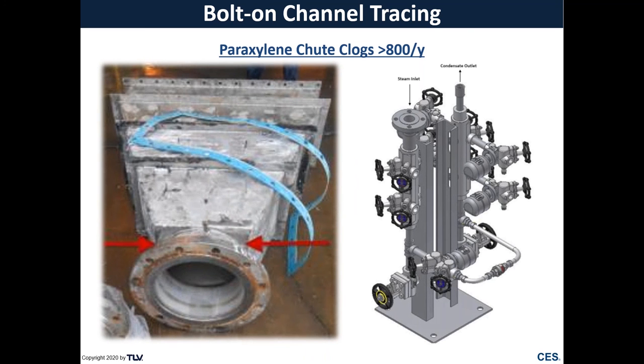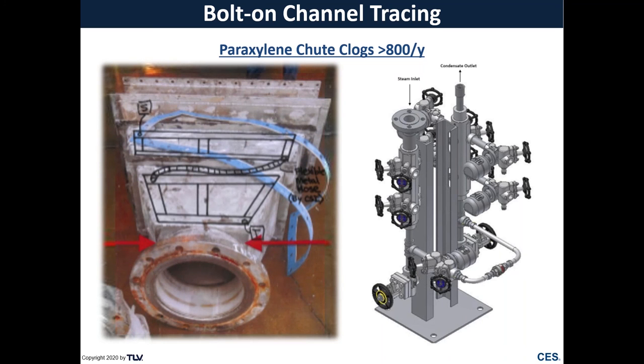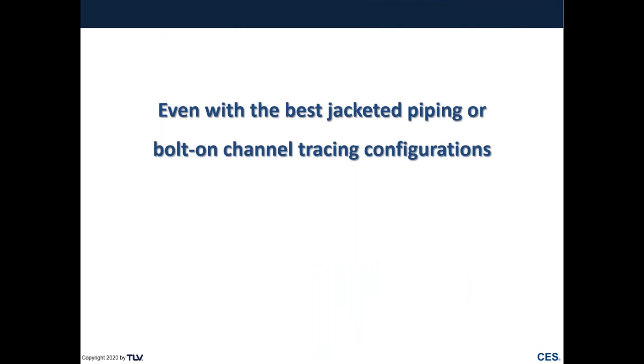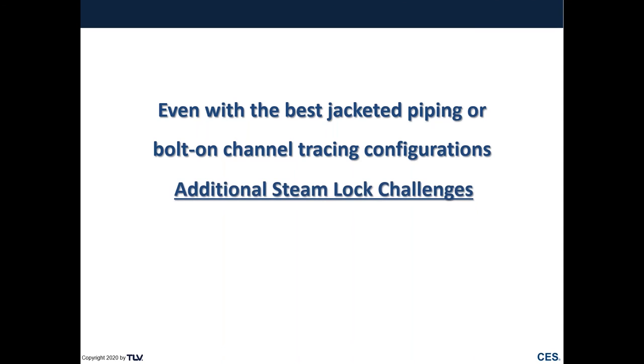In this application, we use the compact manifold station to supply steam to a custom bolt-on channel tracing circuit. This evenly distributes heat to the chute walls and is able to drain condensate without any vertical piping lifts, significantly reducing any risk of future clogging. But even with the best jacketed piping or bolt-on channel tracing configurations, additional steam lock challenges still exist.